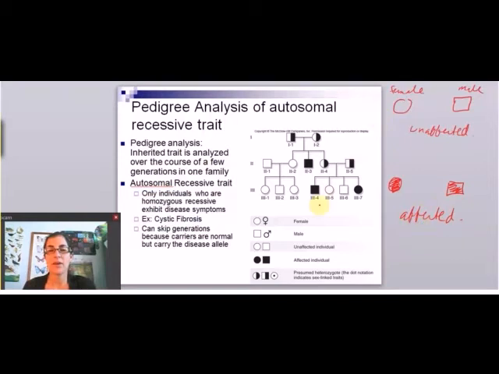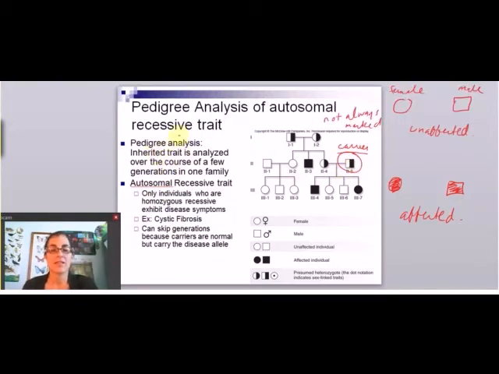In some pedigree analysis, you'll see half-filled individuals. This means that they're a carrier, but this is not always marked. So in most pedigrees, you're not going to see carriers indicated because you're supposed to figure out who's a carrier based on the pedigree. So just keep that in mind, that you're usually not going to see carriers marked.